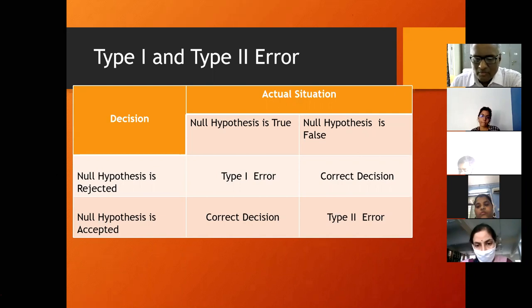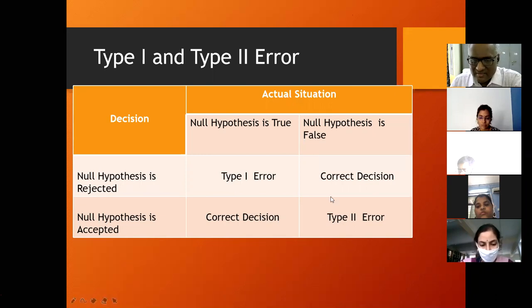Often we commit type 1 error and type 2 error regarding acceptance or rejection of the null hypothesis. If the null hypothesis is false and you reject it, you are making a correct decision. If you do it the opposite way, you are committing an error. If the null hypothesis is true and you accept it, that is correct. Based on your data collection and statistical test, you must make a correct decision.